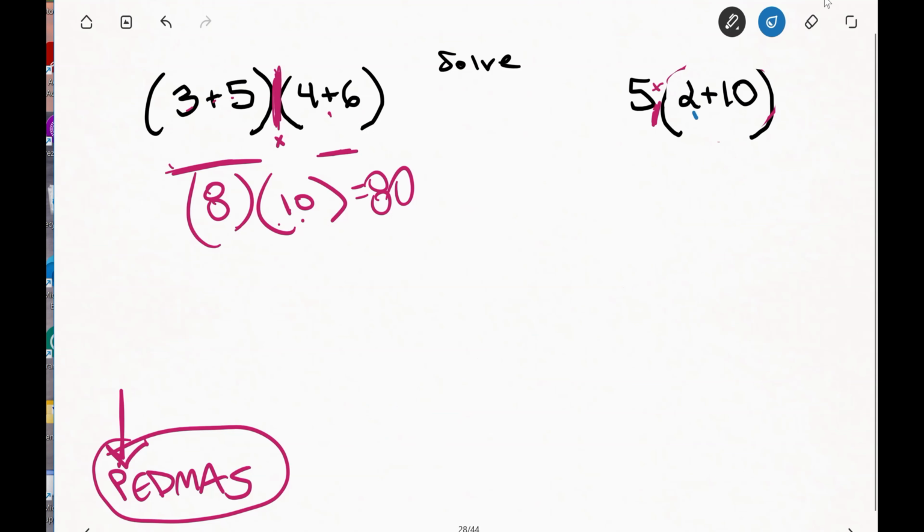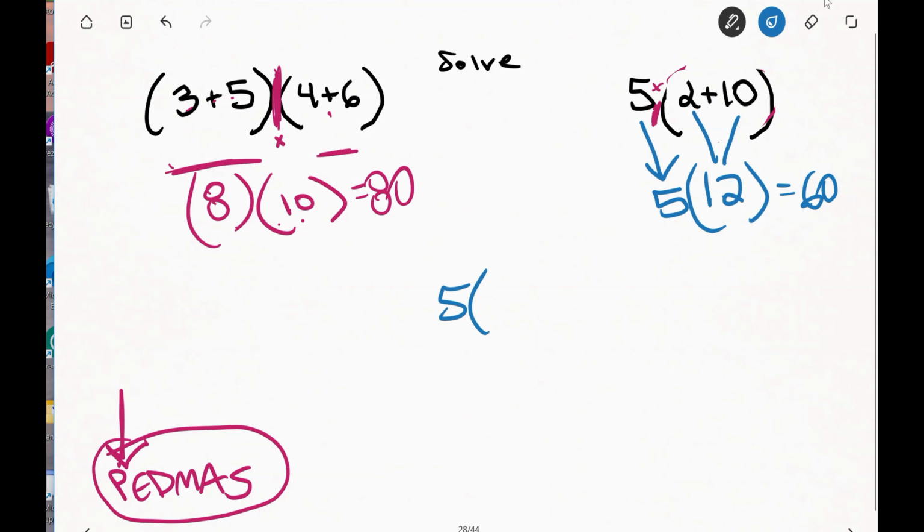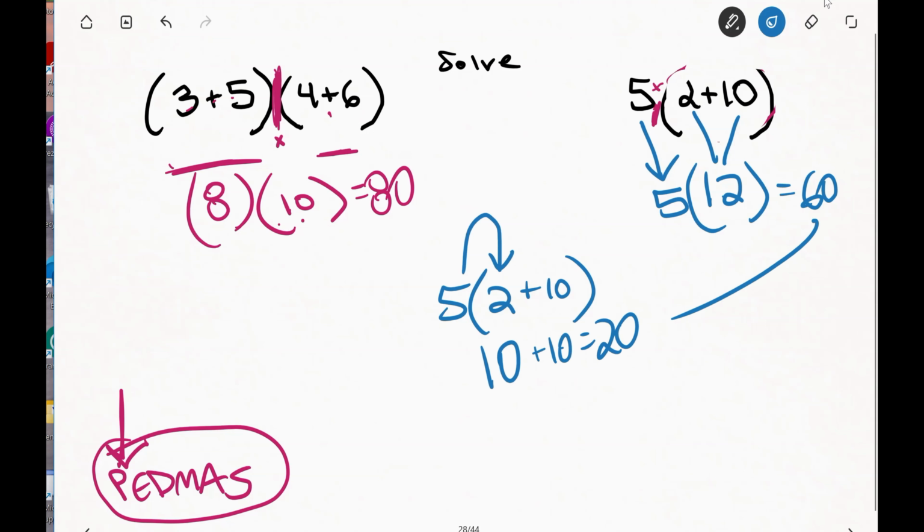So parentheses first, we have to do 2 plus 10, and that's 12. And then we bring this 5 down. So 5 times 12 is 60. Now see, if you would have done that out of order, 5 times 2 plus 10, if you would have gone 5 times 2 is 10, plus 10 is 20. See, that's a totally different answer than when we did it correctly up here, where we got 60.